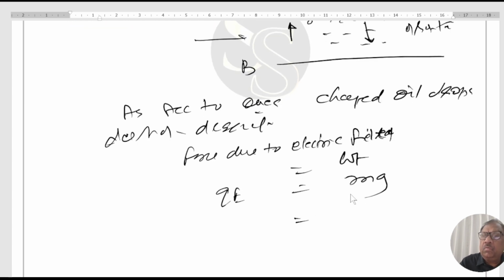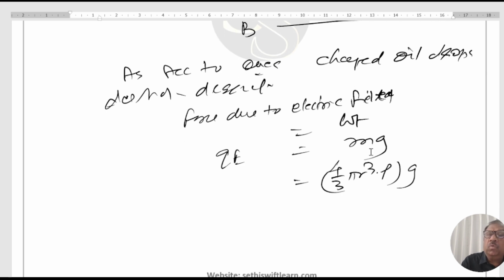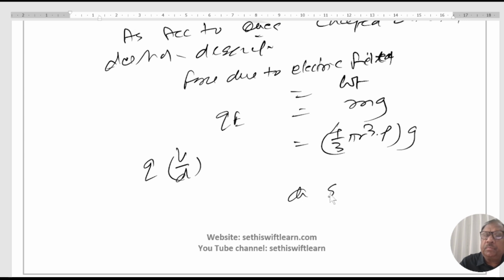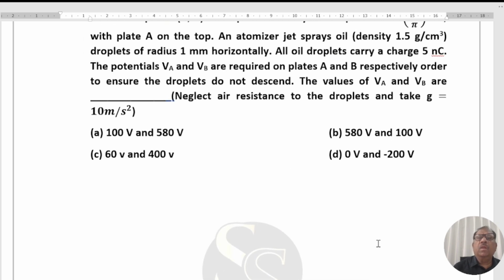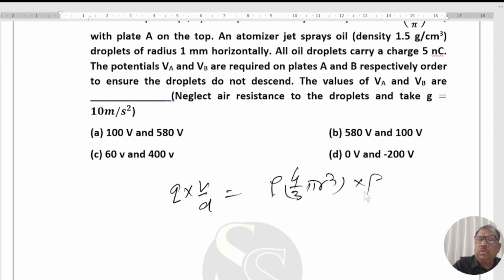That is, mass equals volume into density, 4 by 3 pi r cube into density into g. qE, where E is V by d. On substituting values, q into V by d equal to density into 4 by 3 pi r cube into g.